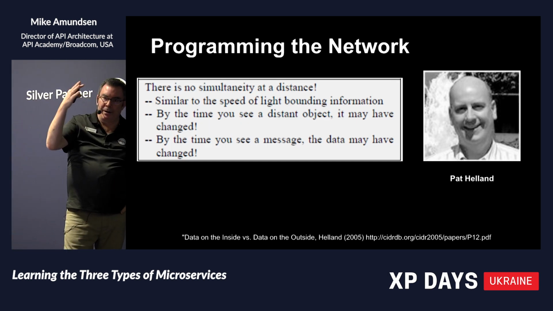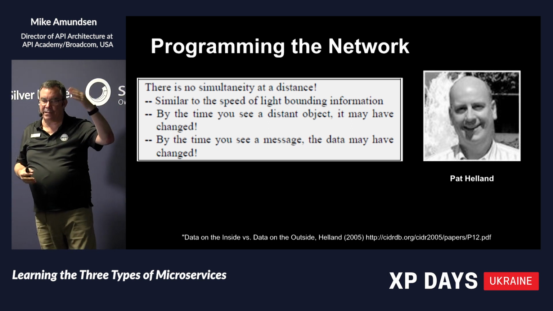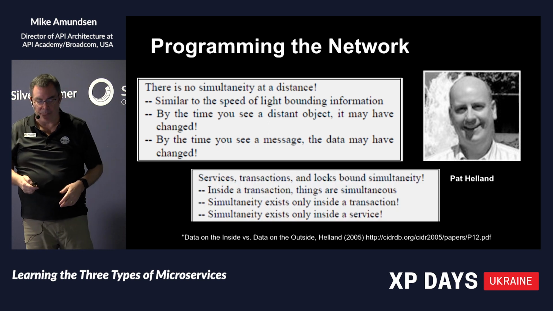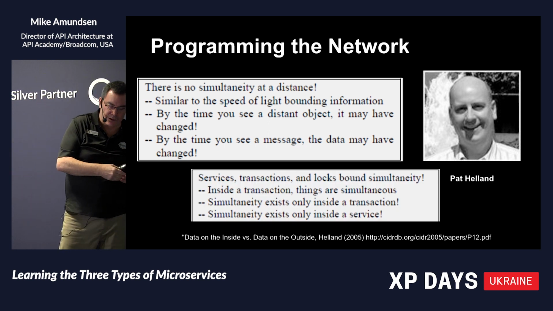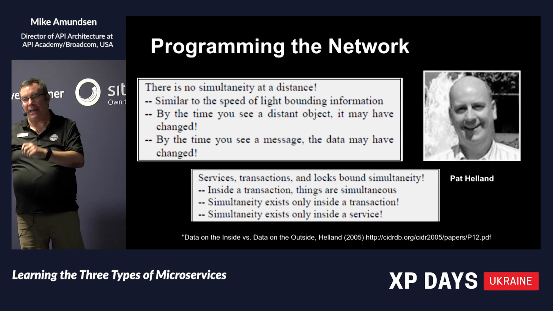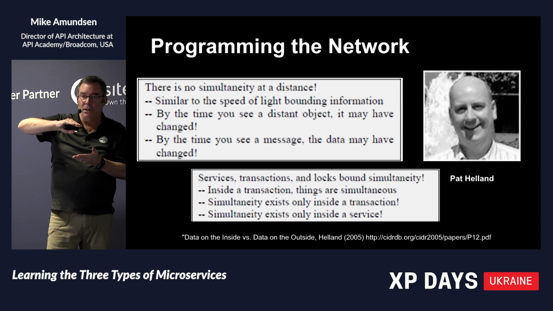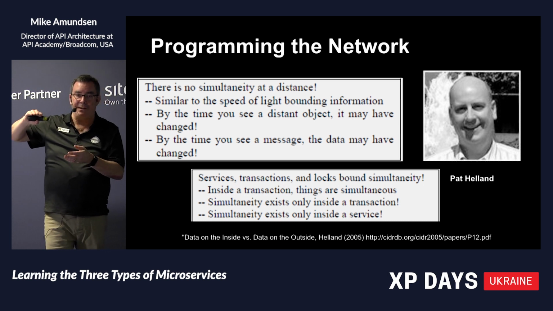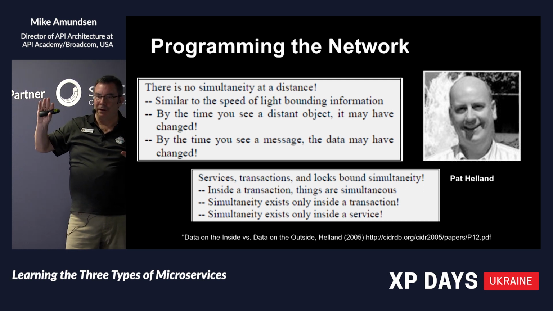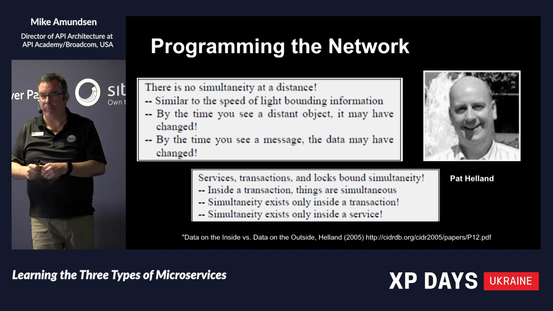So again, Helen talks about this idea of speed of light. By the time you see an object, it's not there. By the time you get the message, the data has changed. So we can have things like services and transactions and locks, and they're all dependent on simultaneity. They work on one machine. If we try to do a two-phase transaction against several services, that's impossible. We can approximate it, but we can never actually do that.